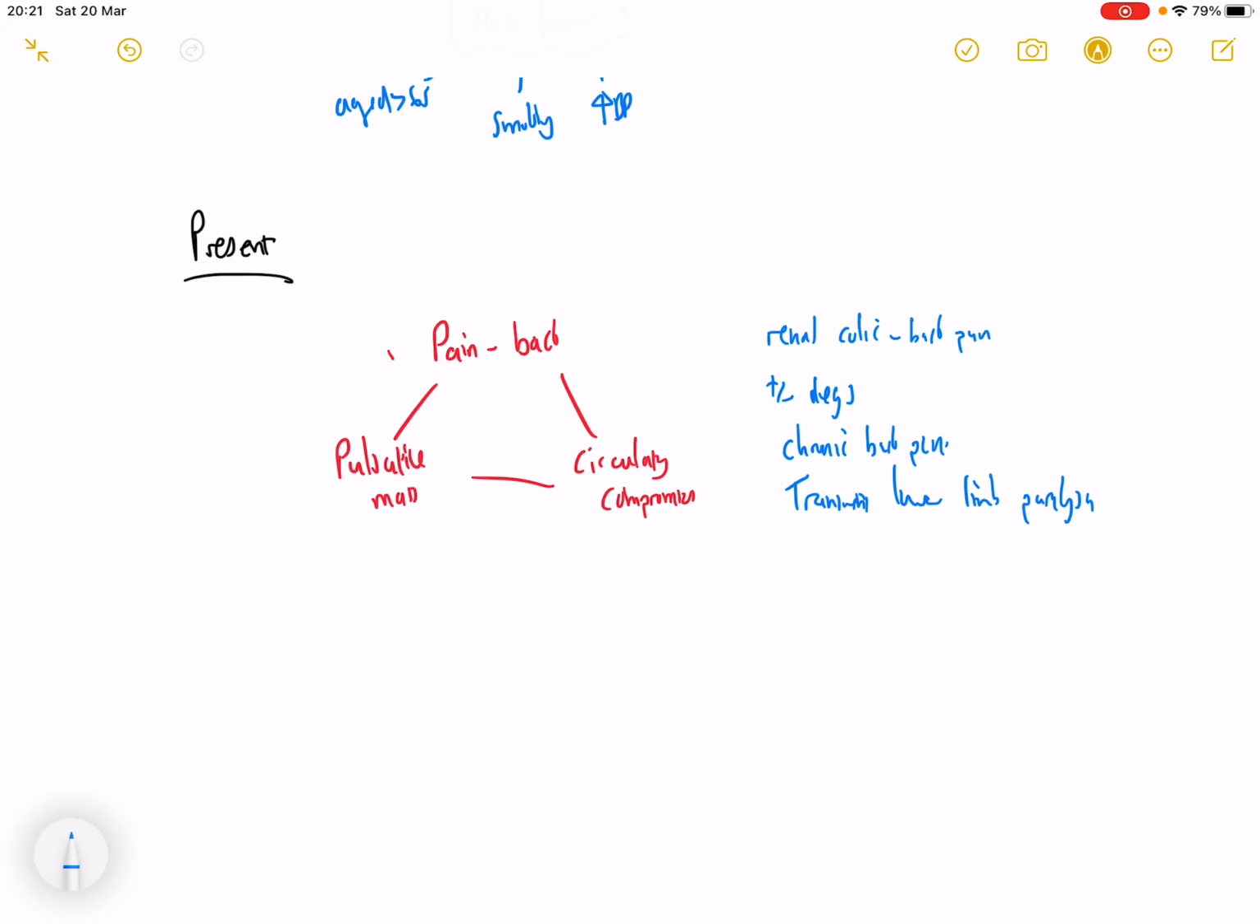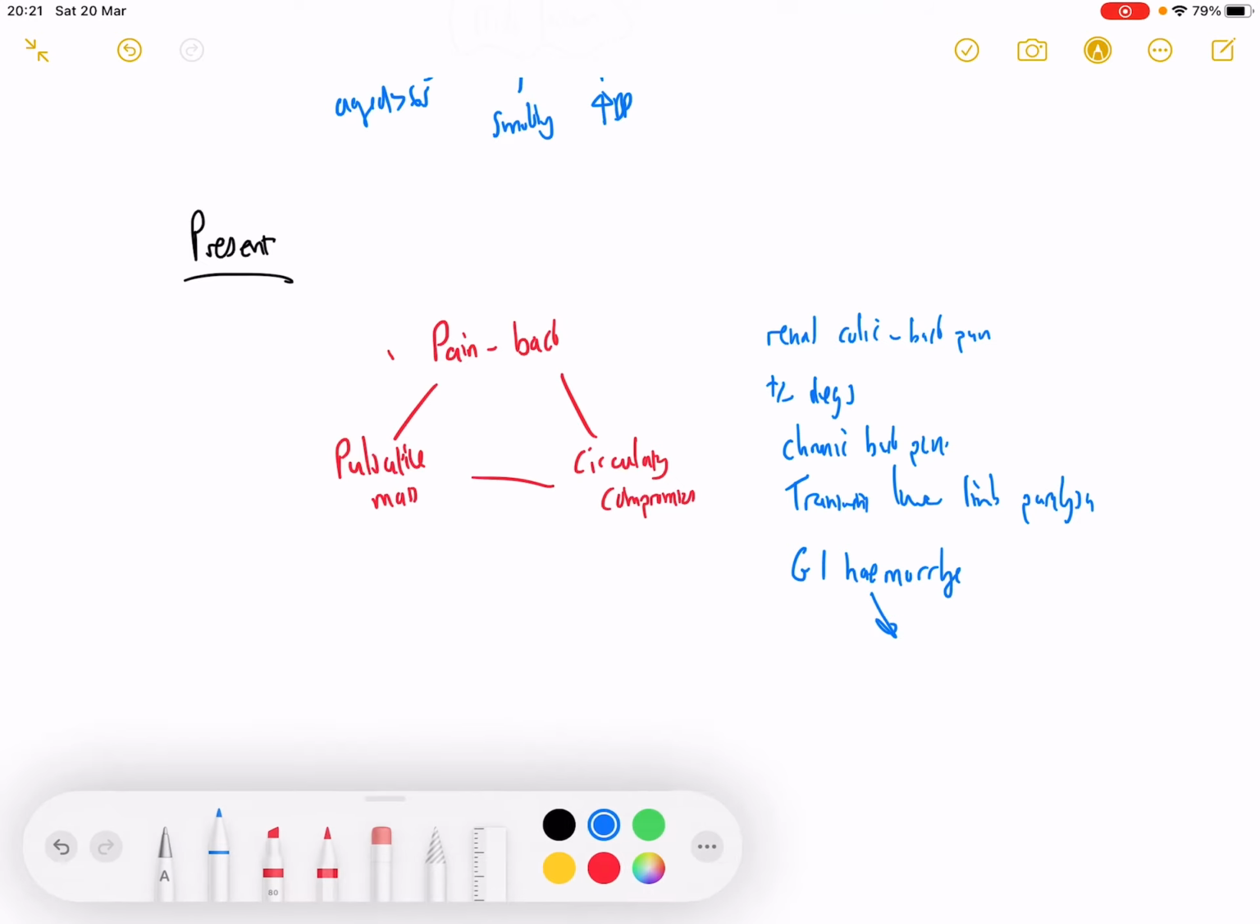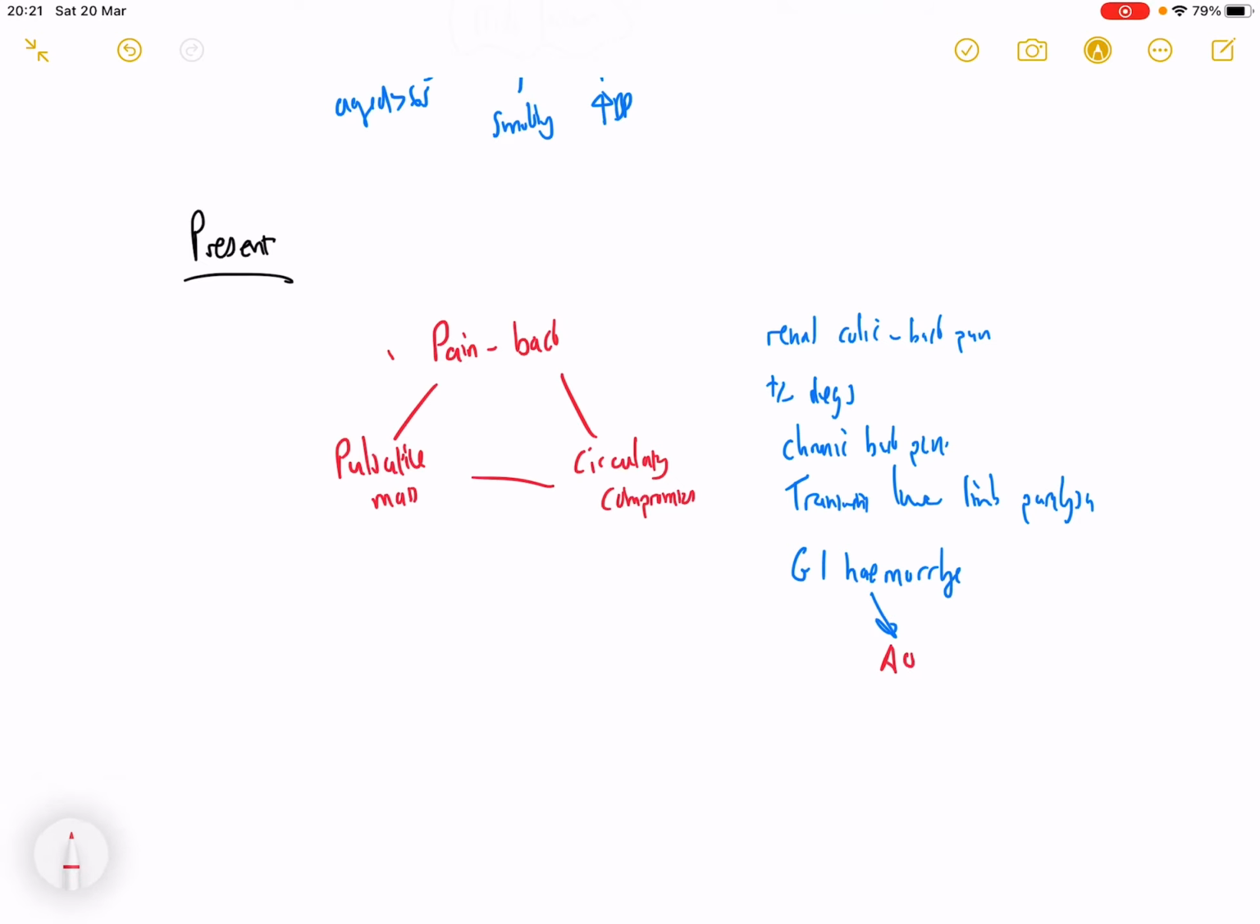You may also have GI hemorrhage, which may raise the issue of an aortoenteric fistula.